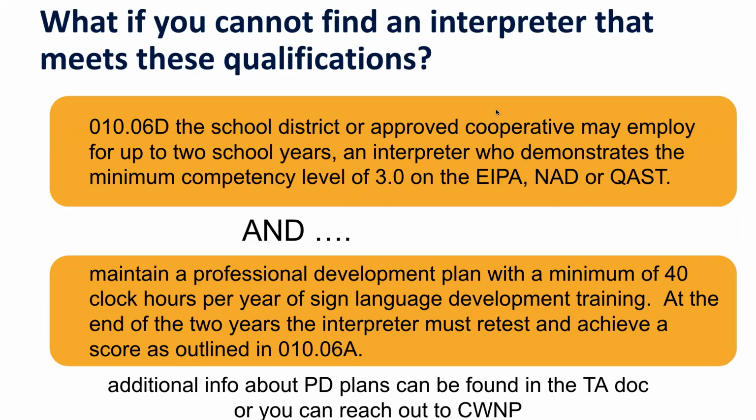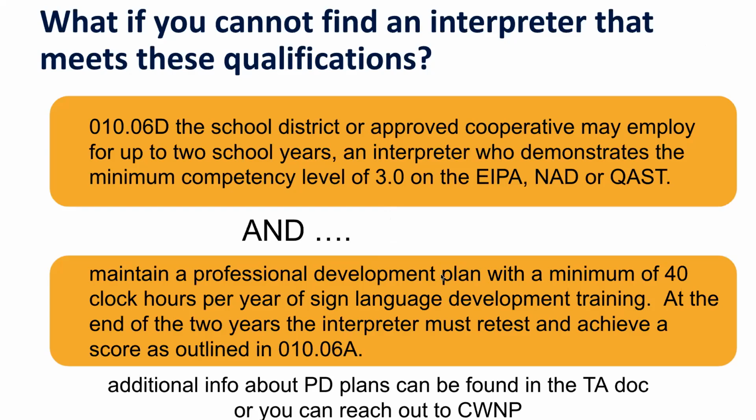Or maybe we have somebody who took the EIPA but didn't get that 4.0. If they're sitting at a 3.0 or above, we can employ them if they maintain clock hours of training, which equals 40 clock hours every school year that they have been employed. And at the end of 2 school years, they have to retest and achieve that 4.0 on that test or get their RID certification.